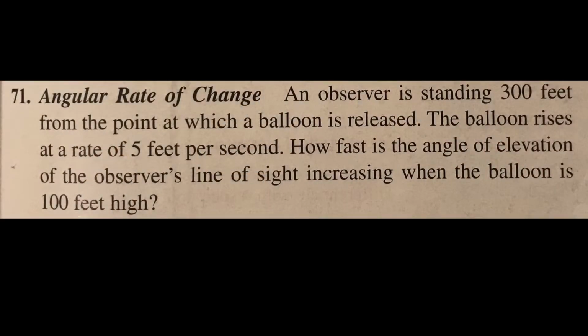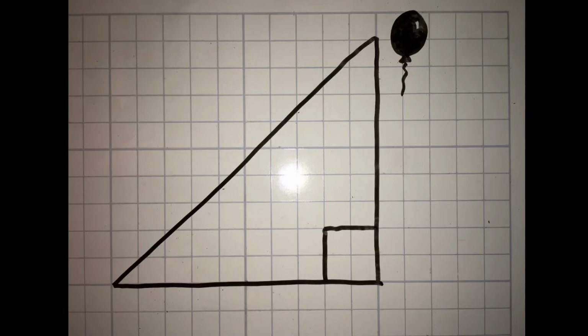On page 181, problem number 71 reads: an observer is standing 300 feet from the point at which a balloon is released. The balloon rises at a rate of 5 feet per second. How fast is the angle of elevation of the observer's line of sight increasing when the balloon is 100 feet high? In this problem, we will be using a right triangle to serve as a visible depiction of this scenario that will aid us in finding the angle of elevation.